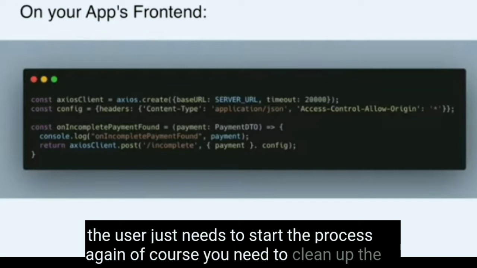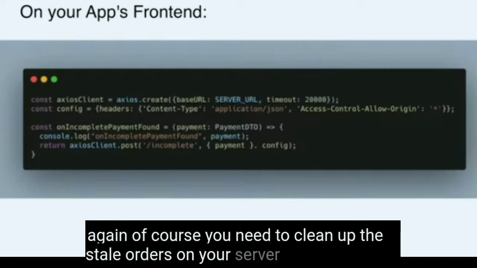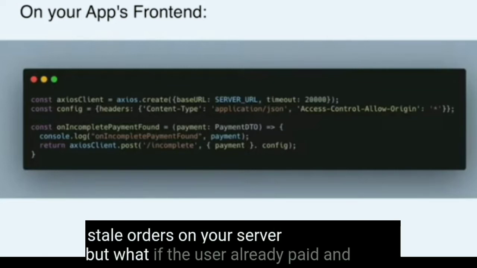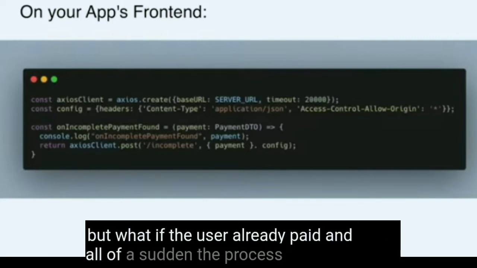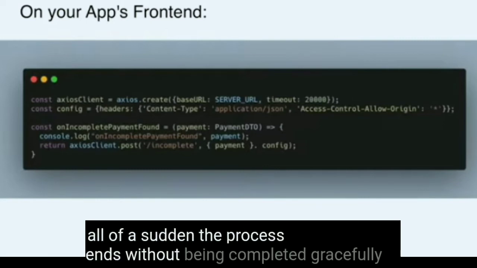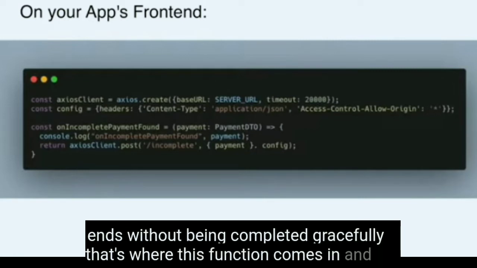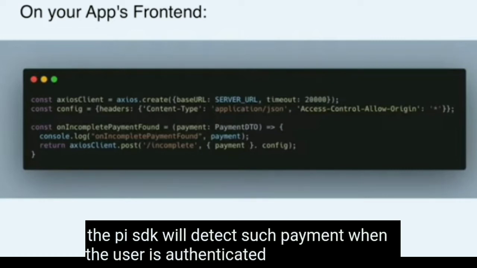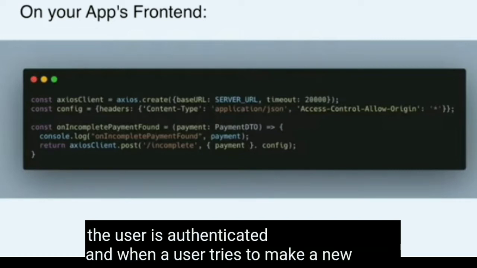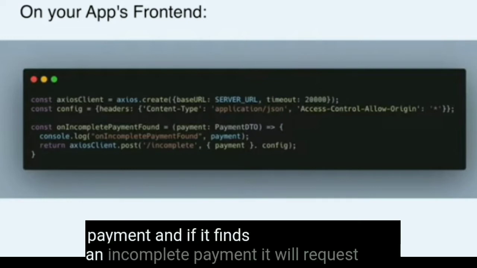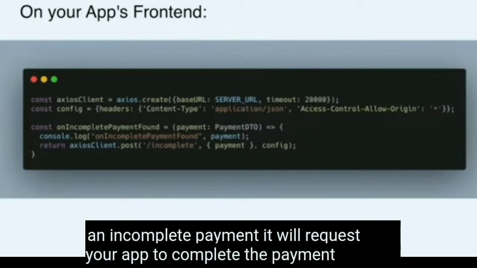Of course, you need to clean up the stale orders on your server. But what if the user already paid and all of a sudden the process ends without being completed gracefully? That's where this function comes in and plays the role. The Pi SDK will detect such payment when the user is authenticated and when a user tries to make a new payment. And if it finds an incomplete payment, it will request your app to complete the payment.